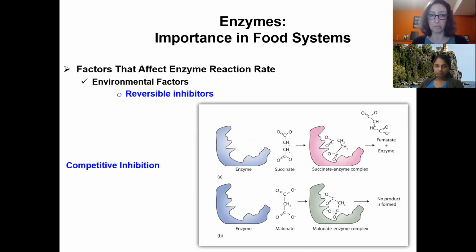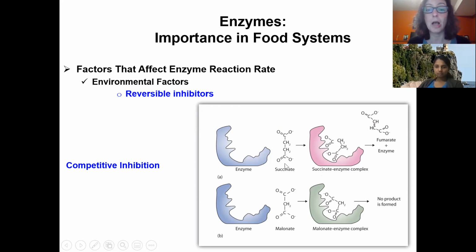The second category of inhibitors is reversible inhibitors, and we have three different types. So we have a competitive inhibitor. In this case, let's say there's this enzyme. The substrate is succinate. It reacts with the enzyme, giving you fumarate and the enzyme again. So this is the product.